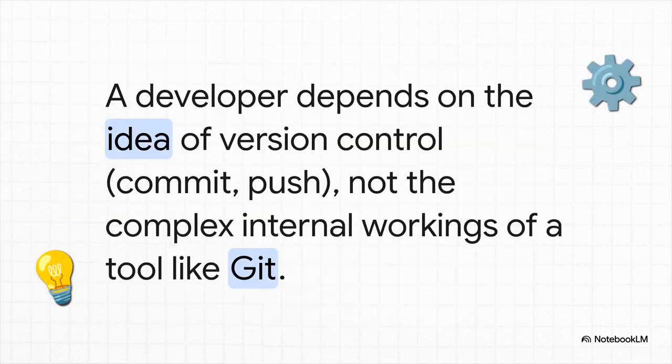Think about how you use a tool like Git. As a developer, your high-level job is to write code. You rely on the idea, the abstraction, of version control. You know commands like commit, push, pull. You don't need to know the super complex details of how Git is storing all that data internally. You depend on the abstract idea, not the detailed implementation. And that separation is incredibly powerful and flexible.